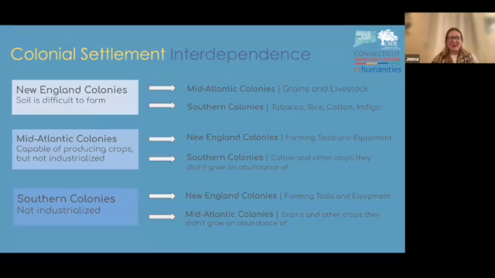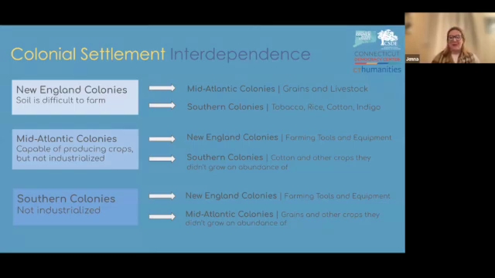So, just for an example, a great graphic of who relied on who. The New England colonies had soil that was difficult to farm. So, they relied on the Mid Atlantic colonies for grains and livestock. And they traded with the Southern colonies for tobacco, rice, cotton, and indigo plant. For the Mid Atlantic colonies, they were capable of producing their own crops, but they weren't industrialized. So, they relied on the New England colonies for farming tools and equipment and the Southern colonies for all the other crops that they could not grow an abundance of, and cotton.